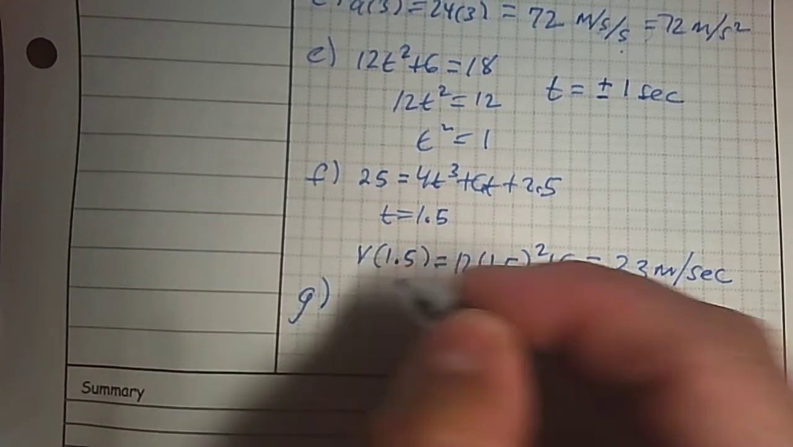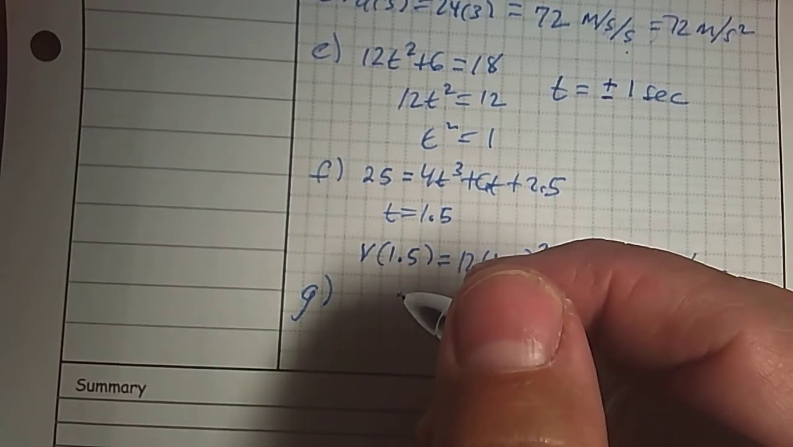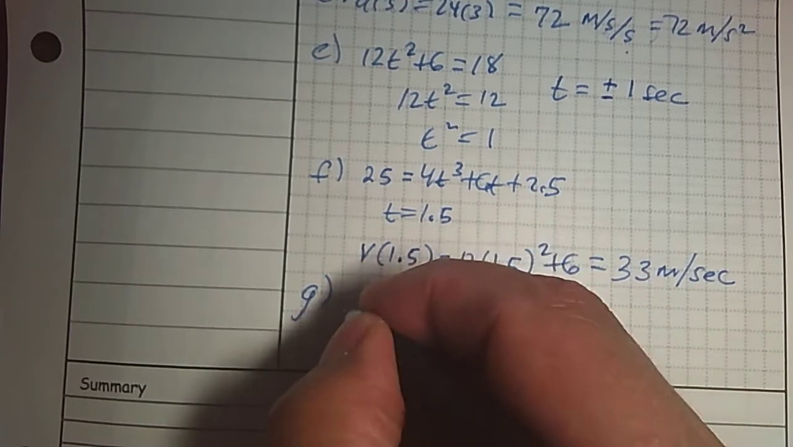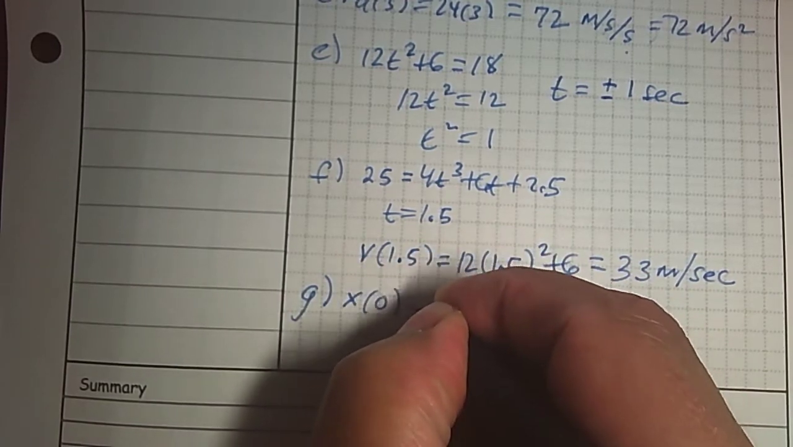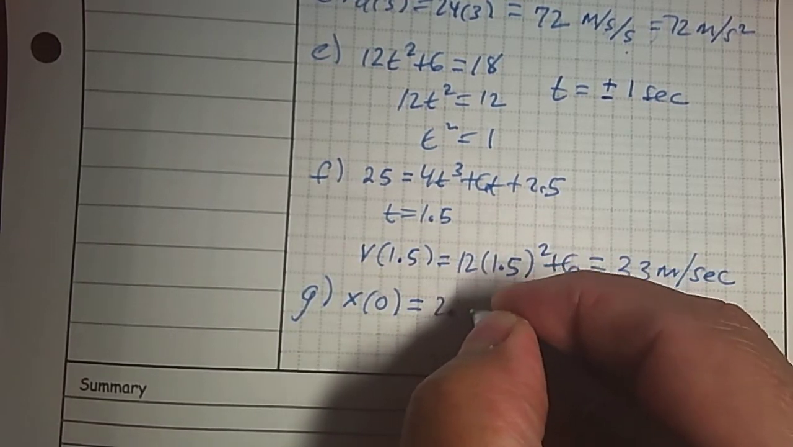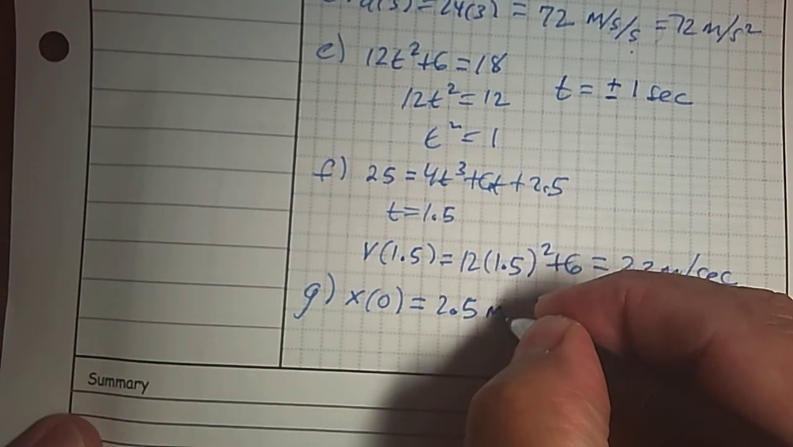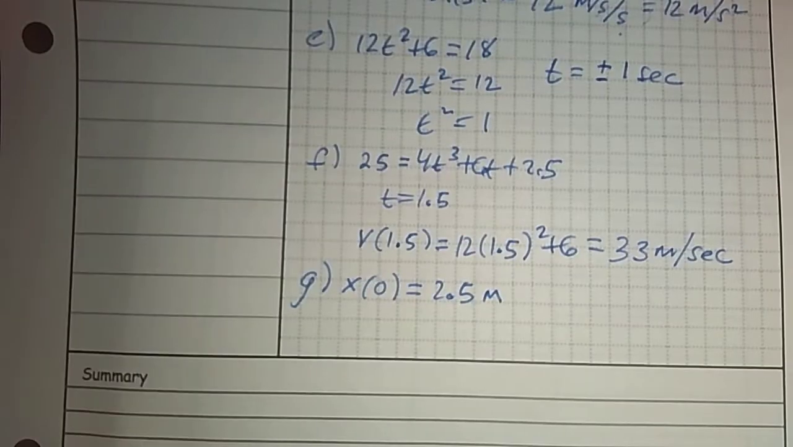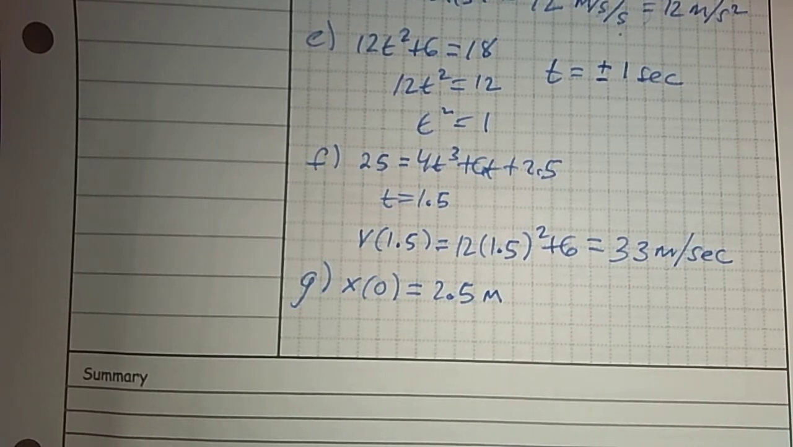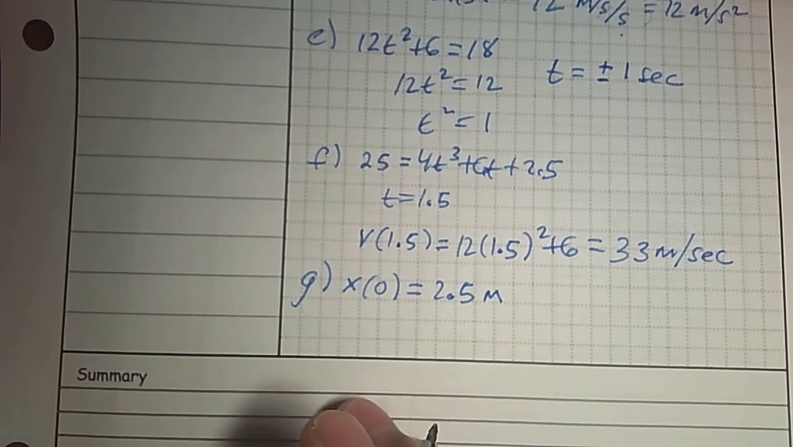G. Find the initial position. Now, initial position means you substitute in 0 for t. So if I substitute in 0 for t, it's pretty obvious. It's 2.5, what's left over, and we need units in meters for position. So the initial position is at 2.5 meters, just by plugging in 0.